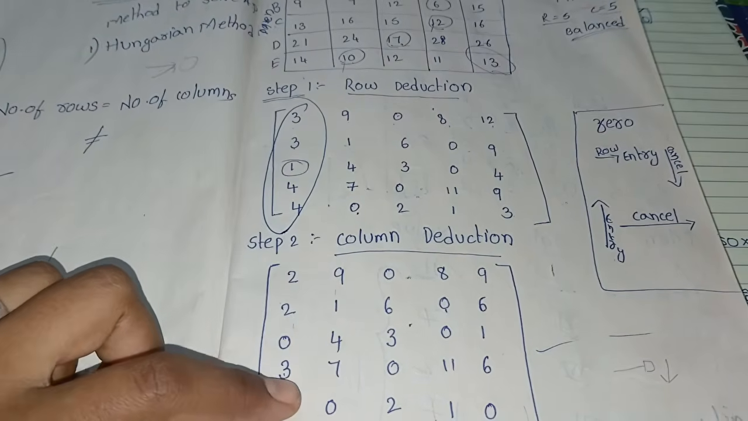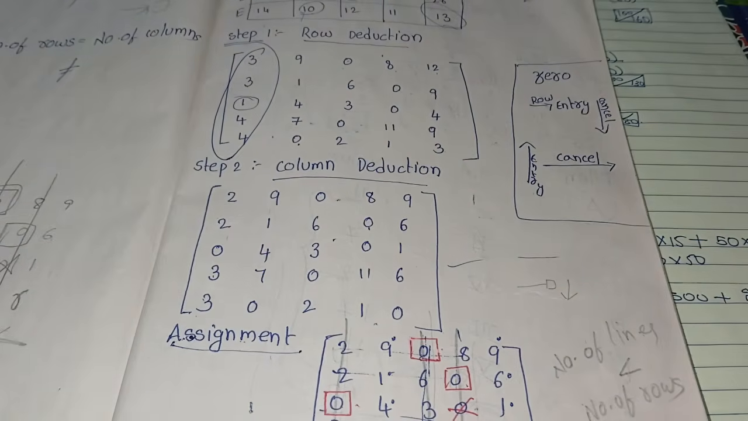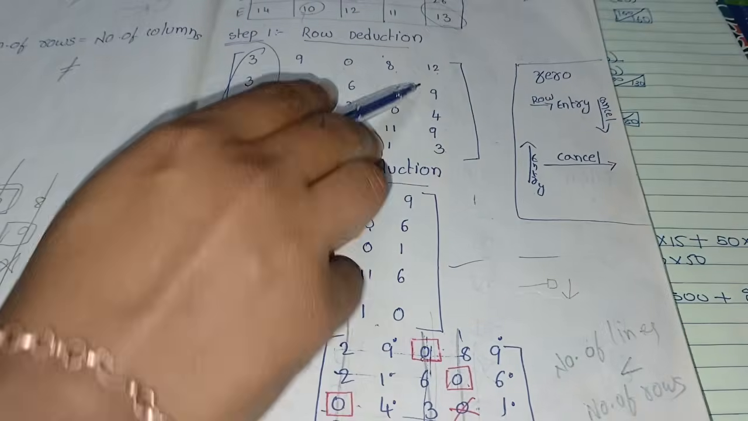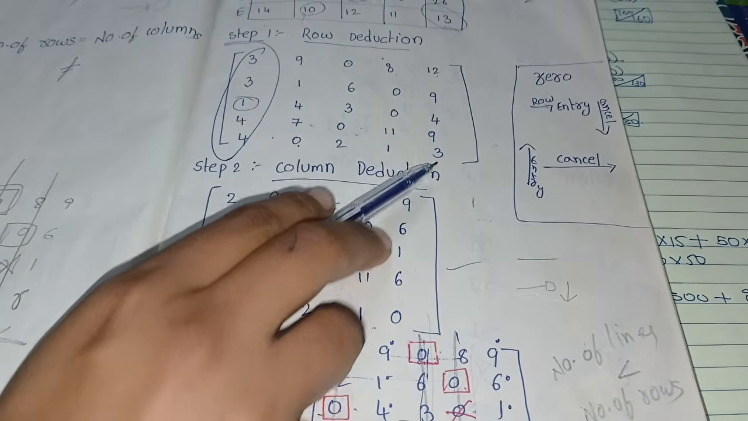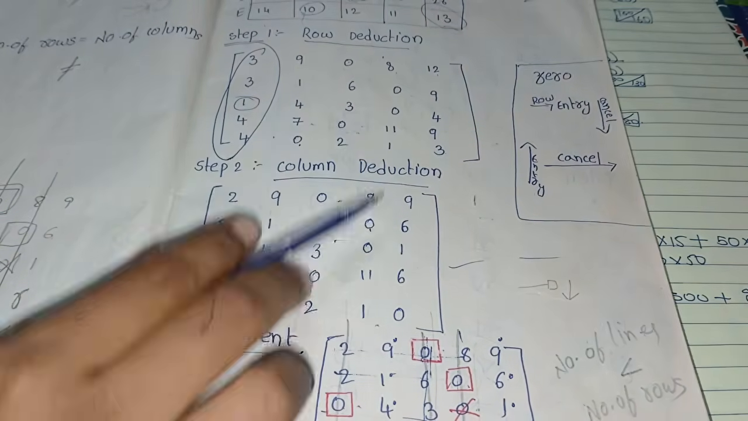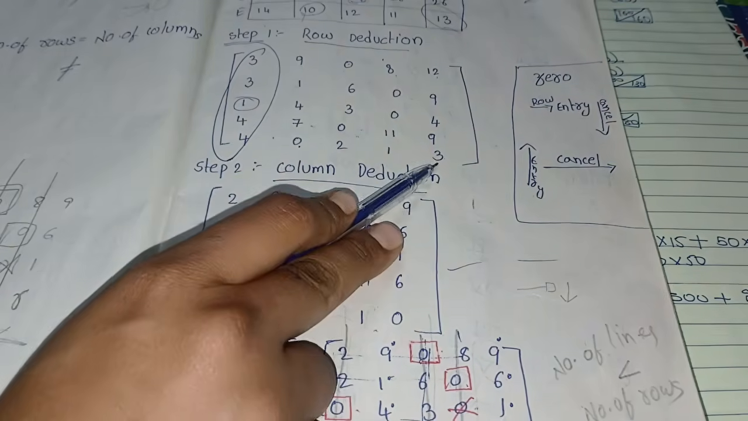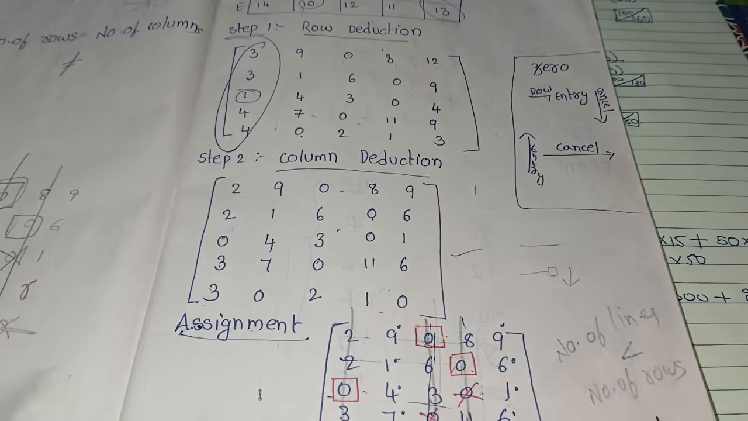4, 7, 0. When your least value is 0, the values of that particular cell or column will not get changed. In the third column you also have 0, 0, and here you can take 3. So 12 minus 3 is 9, 9 minus 3 is 6, 4 minus 3 is 1, 9 minus 3 is 6, 3 minus 3 is 0. So step number 1 is row deduction. Step number 2 is column deduction.